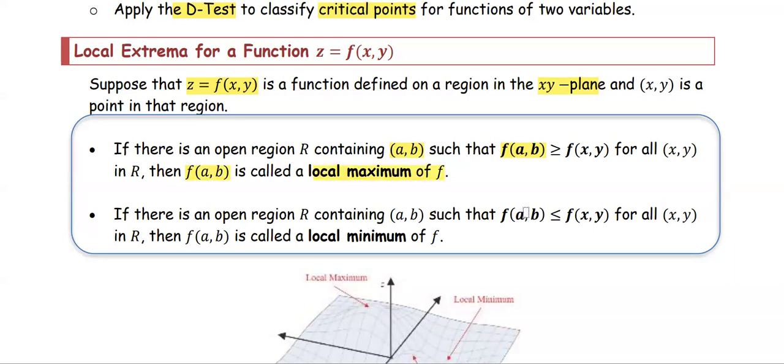If there is an open region R containing the point (a, b) such that the function at (a, b) is less than or equal to the function of (x, y) for all (x, y) in the region R, then f of (a, b) is called a local minimum of a function f.